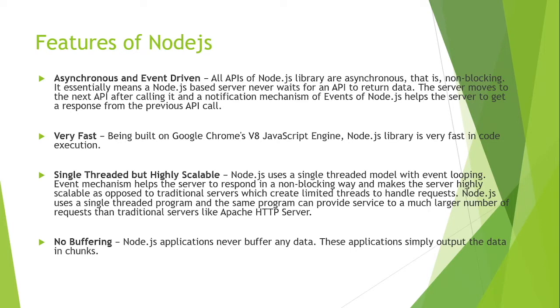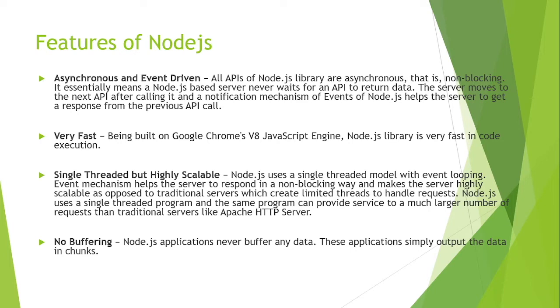So what are the features of Node.js, and why should we use it? Node.js has many features. Some of them I have listed down, which are asynchronous and event driven. Asynchronous means that it can stop one execution at one point and resume it after some time. That is the asynchronous nature of Node.js. All APIs of the Node.js library are asynchronous, so that is non-blocking. It essentially means a Node.js based server never waits for an API to return data.